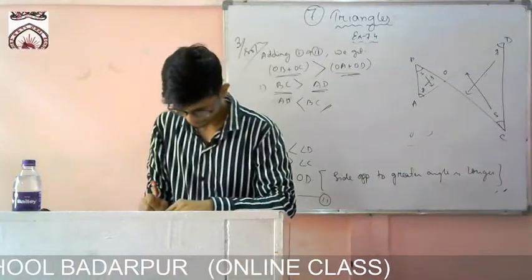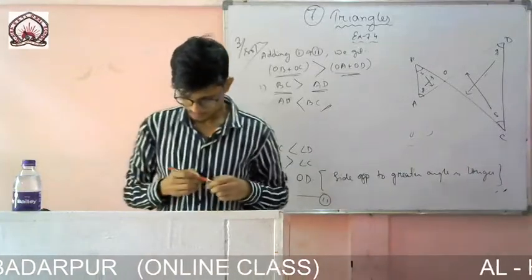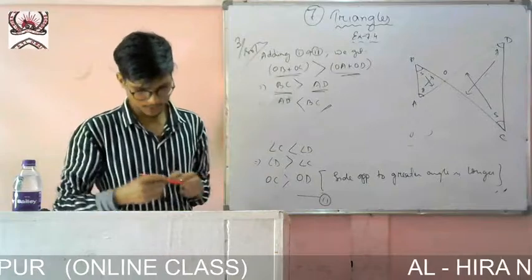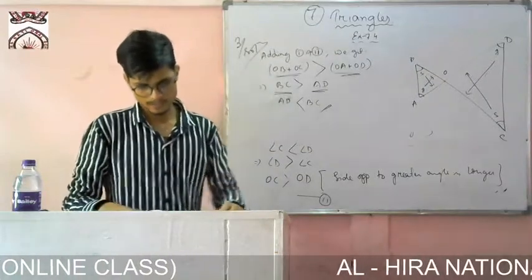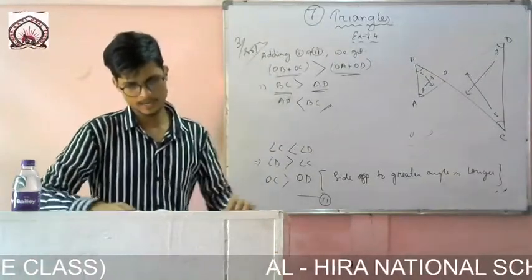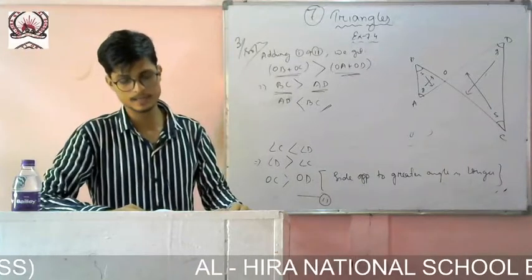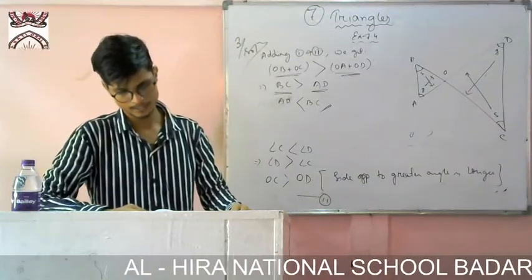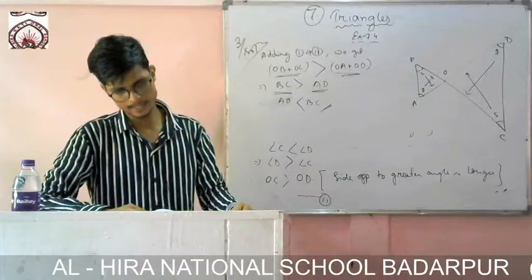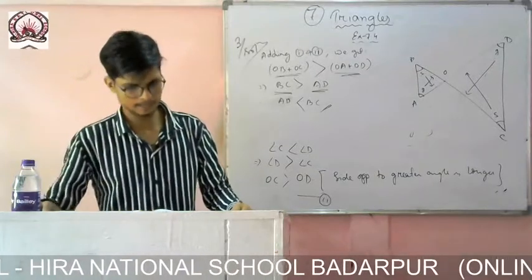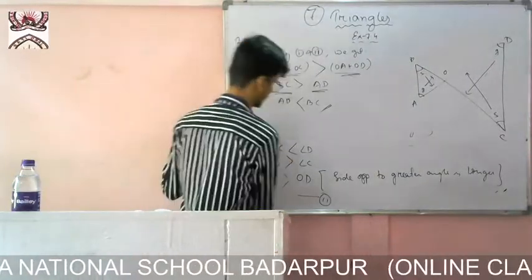Okay, so now let us move to question number 4. What is given here? AB and CD are respectively the smallest and the longest side of a quadrilateral ABCD. Show that angle A is greater than angle C and angle B is greater than angle D.